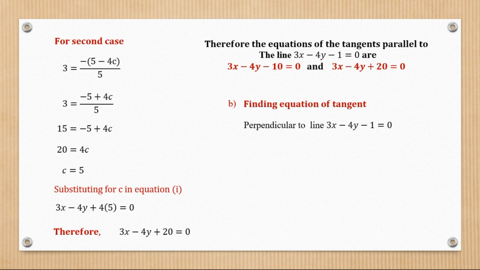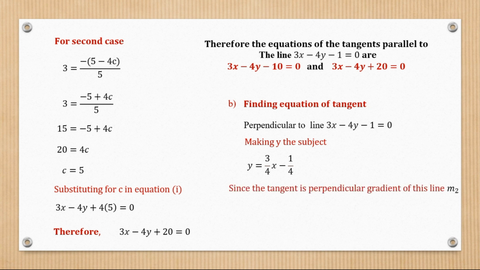So now we've been told that they're perpendicular to this line. Let's first make y the subject in this line and get the gradient. So now we can see that its gradient is 3 over 4. Now since the tangent is perpendicular to this line, with gradient m2, you can see that m1 times m2 shall be equal to negative 1. So we shall find the gradient of the tangent as being equal to negative 1 over this 3 over 4. So I'll have it as negative 4 over 3. So this shall be the gradient of the tangents.